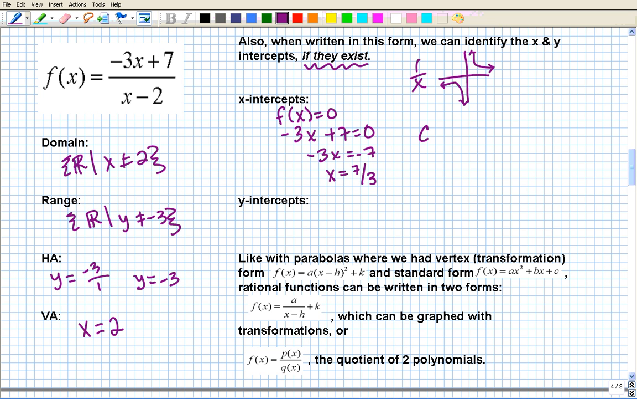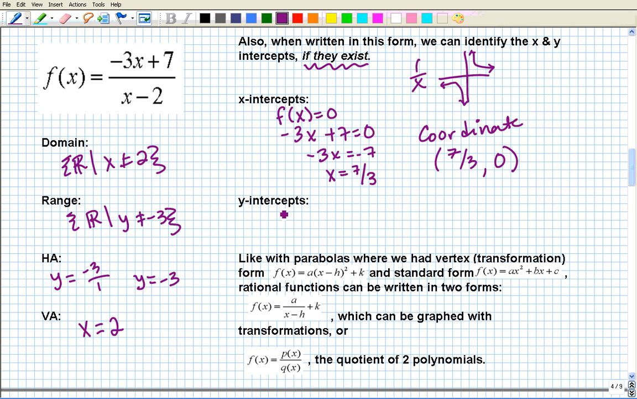So to find the coordinate, I want to know the exact location for this point. You would take that 7/3, that's the x value, goes right here. And remember, this is an x-intercept, so that means it would be on the x-axis. That means its y value would be 0. So it's at 7/3, 0.